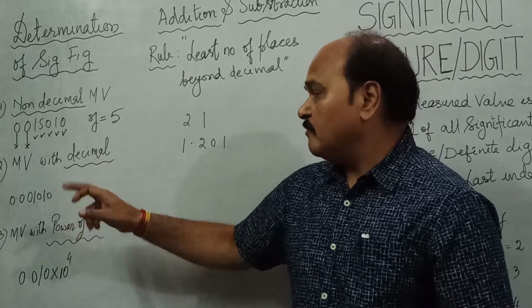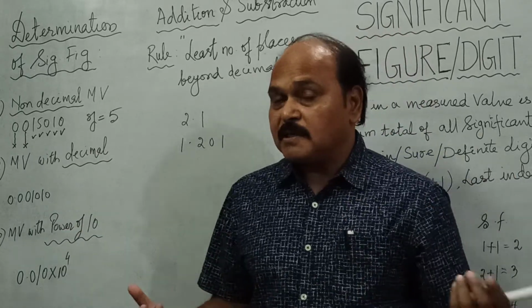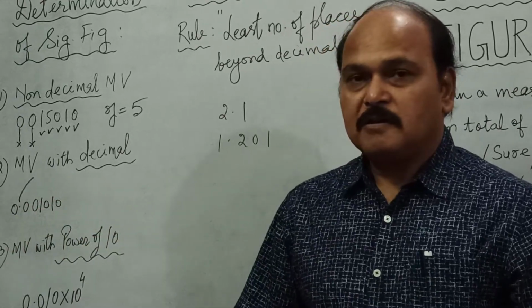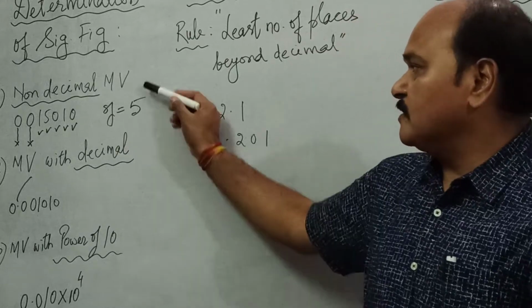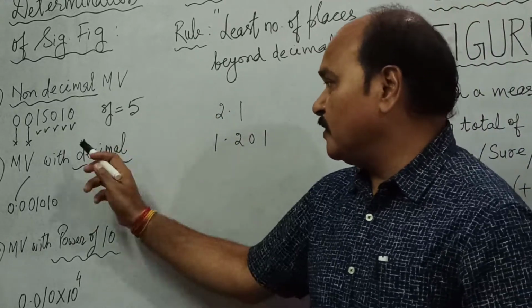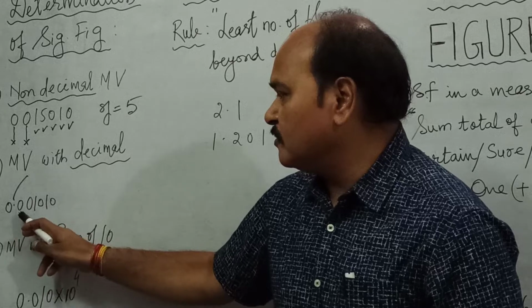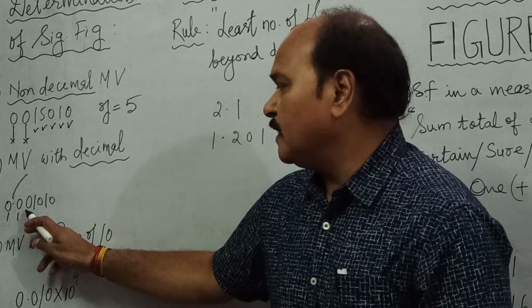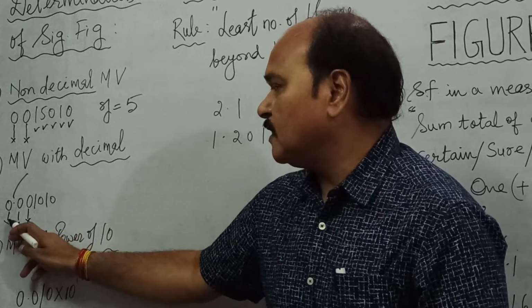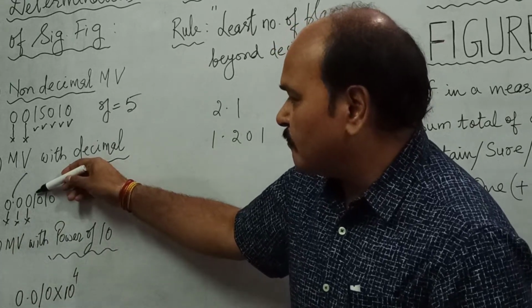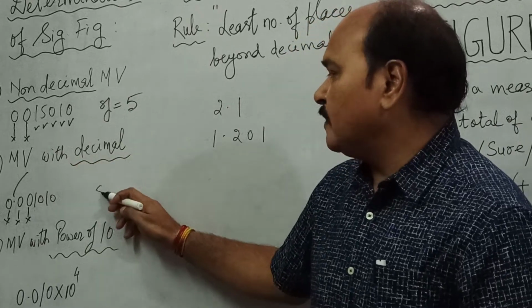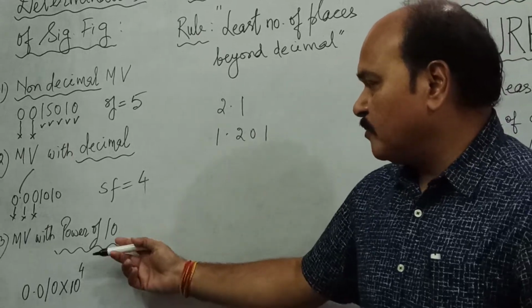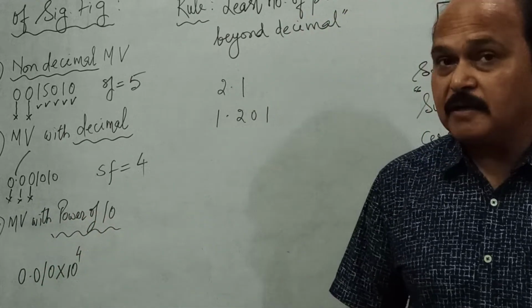This is the measured value with decimal. If a measured value has a decimal in it, then what do we do? We ignore the decimal and we apply the previous rule. So once we ignore the decimal, what are we left with? 0, 0, 0, 1, 0, 1, 0. That means these 3 zeros are before any non-zero digit, so they are not significant. So these 4 digits, 1, 0, 1, 0 are significant, and the significant figure is 4. Well, the third example is a measured value with powers of 10.